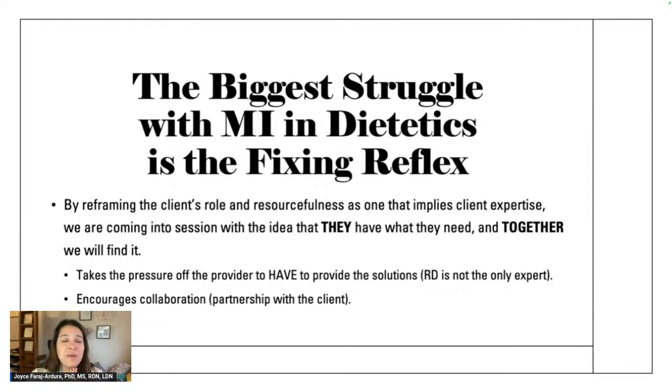So the fixing reflex comes from a place of wanting to help, because deep down we are helping professionals. It comes from us wanting to tell them what they need to do, because they come to us wanting us to help them, right? So when we tell them what they have to do in a way that is implying that we are the only experts, then that means we're falling into the expert trap and we're being victim of the fixing reflex. So every time you find yourself telling your clients, why don't you try this?